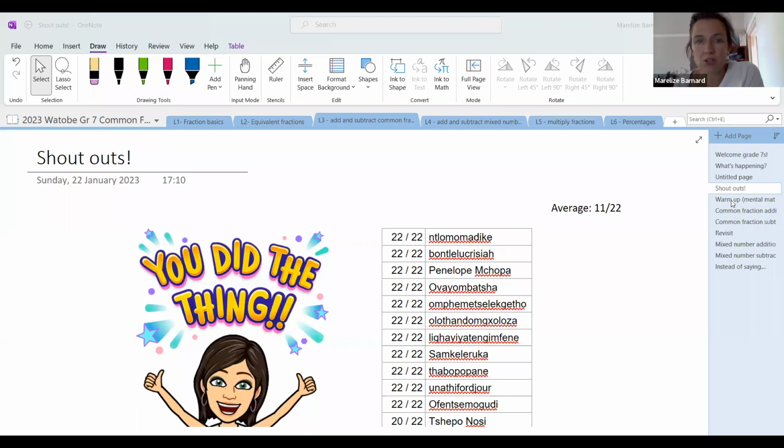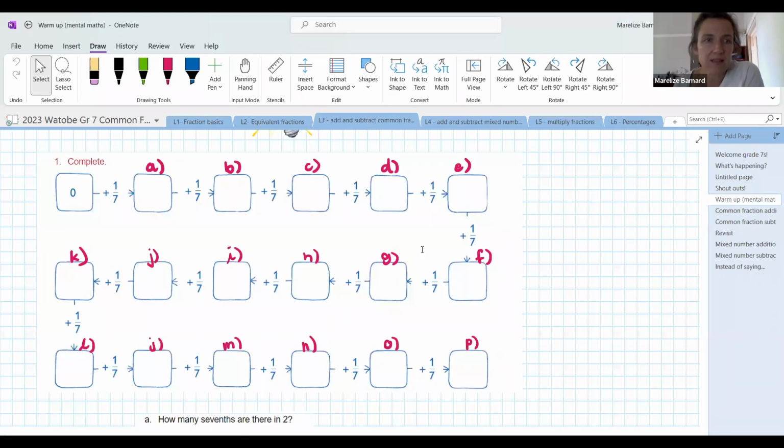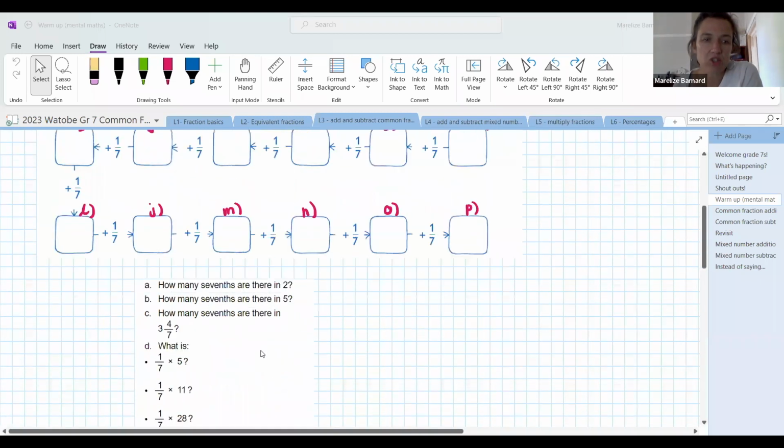So let's go on to our warm-up with our fractions. This is a chain. We're going to start here where the 0 is, and we're going to follow the arrows. And tonight we also have some questions.